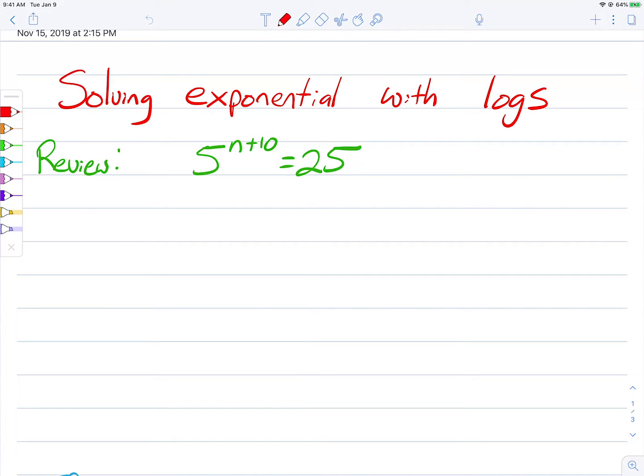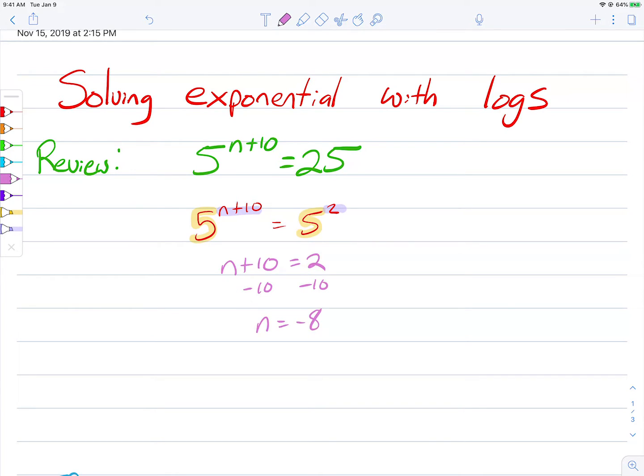Solving exponentials with logs. A little review reminder: we have solved exponential equations in the past, and the way that we did that is we made a common base. Like if we had 5 to the n plus 10 equals 25, we could change 25 to be 5 squared. Now that we have a common base, we know that the exponents have to match. So we could write the equation n plus 10 equals 2, and we get that n equals -8.